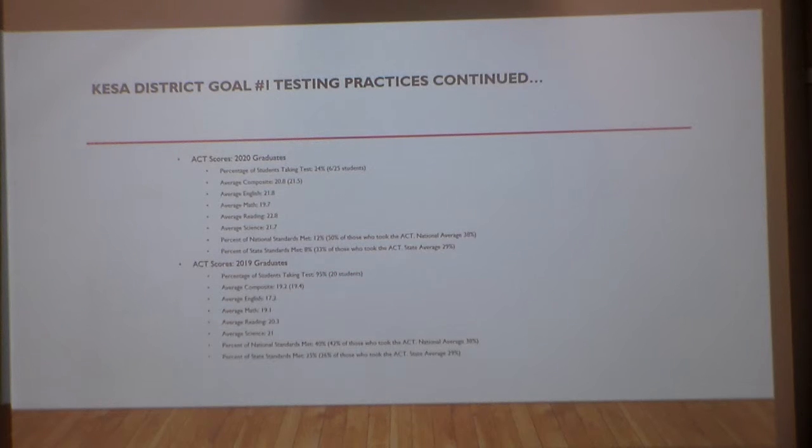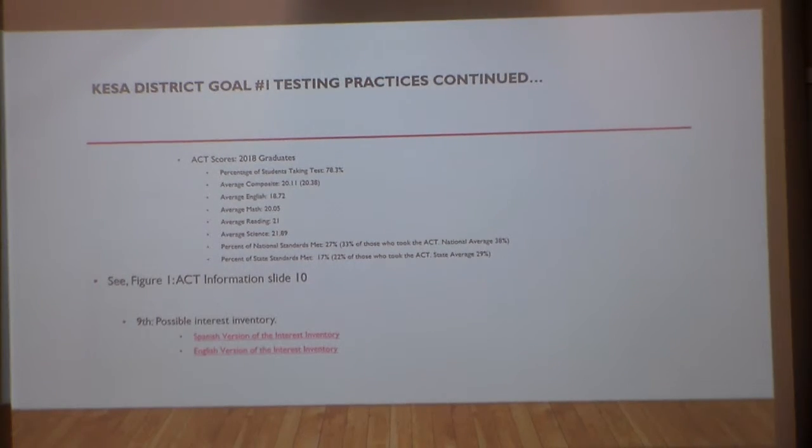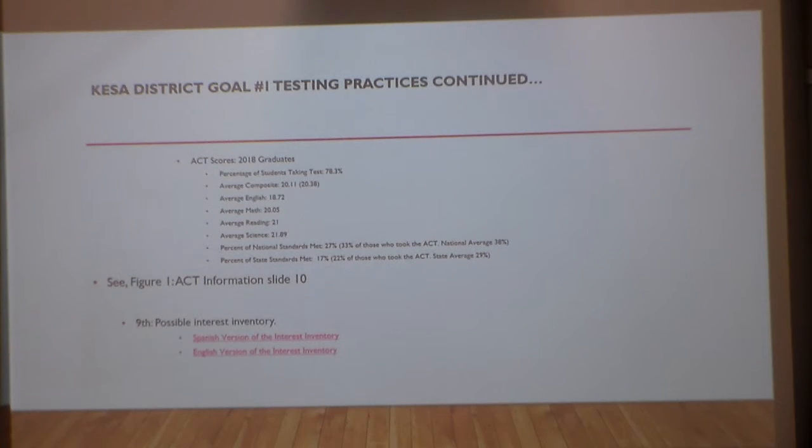Now, you ask the importance of these. Well, absolutely, they're very important, but we also have other options, other opportunities that we give our students here at RCHS, from our pathways, our technical education per se. Our graduates of 2018, so last year, 78.3% of them took the test. Average was 20.11, their highest was 20.38. English, 18.72, math, 20.05, reading, 21, science was 21.89, met, 27 and 33, a little bit lower than the national average at 38. State was at 17 and 22, and that average again was 29, so a little bit below there. Very technically sound class, a lot of blue-collar workers, and that's one thing that we appreciate with this new accreditation process.